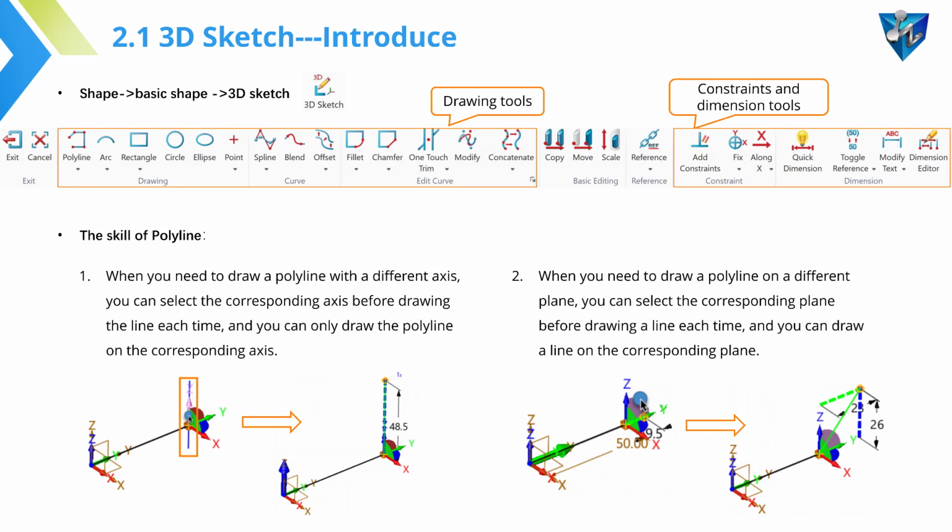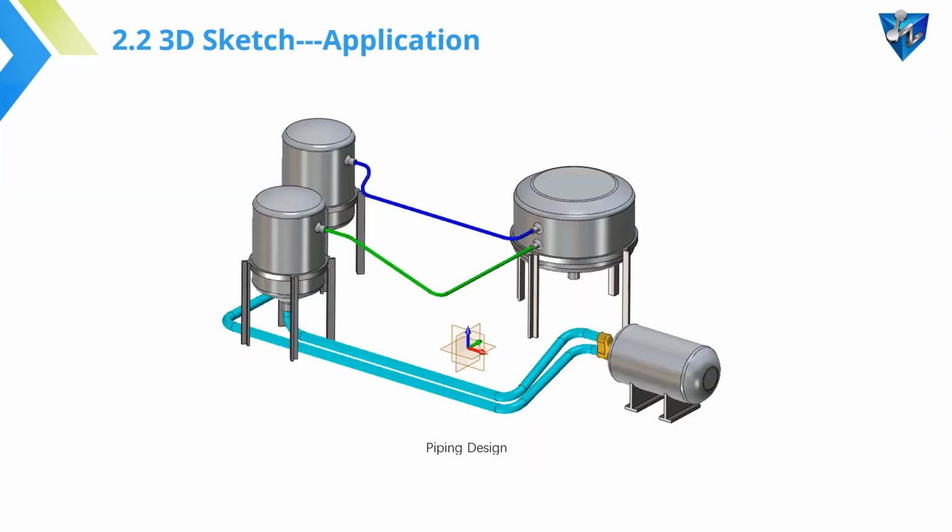Another tip: when you need to draw the polyline on a different plane, you can select the corresponding plane before drawing the line each time, and then you can draw the line on the corresponding plane. For these pictures, you can see we select the XZ datum, and we can create a polyline on the XZ datum. Different from the wireframe, 3D sketch is normally used for creating the pipeline.